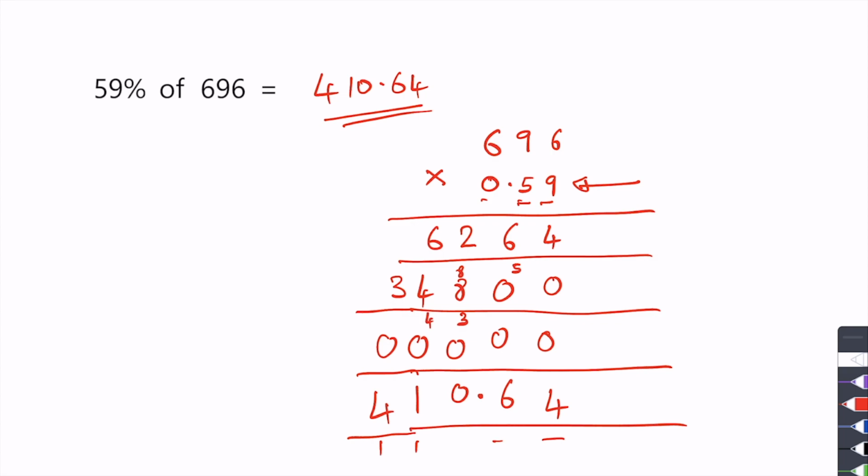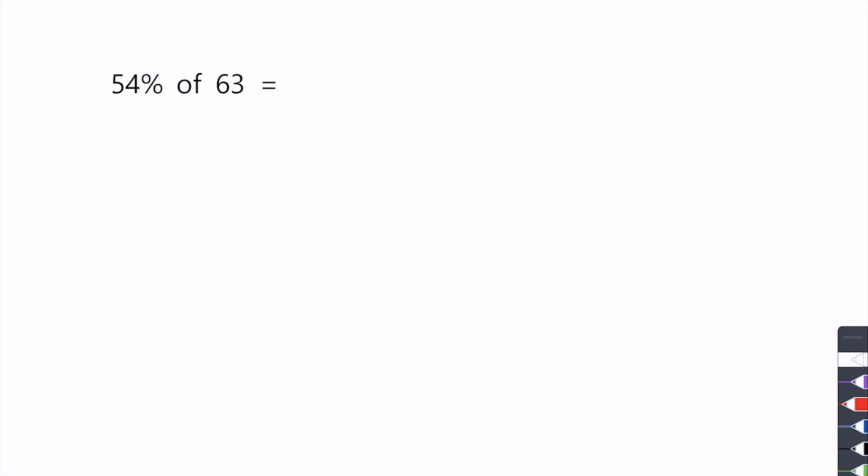So this is by far the easiest way to do this kind of question. Obviously, if it's a calculator paper, you can pop that straight into a calculator. If it's a non-calculator paper, you will then need to go through the column multiplication. So you do need to know how to do decimal multiplication. Have a go at 54% of 63. Pause the video now and come back when you've done.